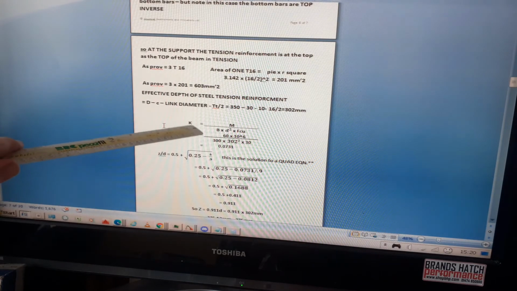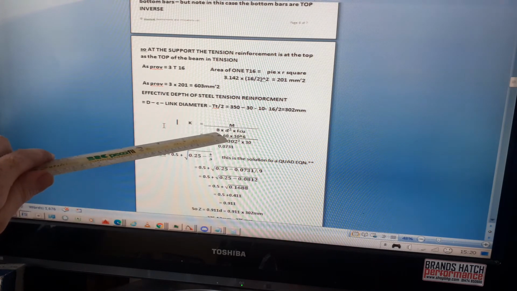So now we just take the equation from BS 8110. We need to find the usage factor, which is the K. K is equal to M divided by b, which is the width of the section, times effective depth squared times fcu. I worked out the moment in the other video, 60 kilonewton meters. So 60 times 10 to the power of 6, divided by b, which is 300, times 302 squared, which is d, the effective depth squared, times fcu, 30 newtons per millimeter squared. That gives you 0.0731.